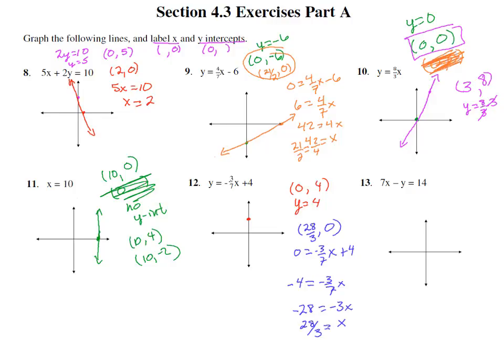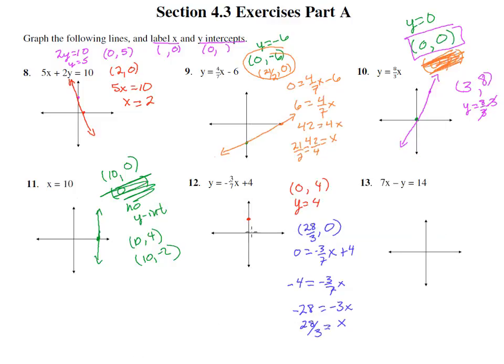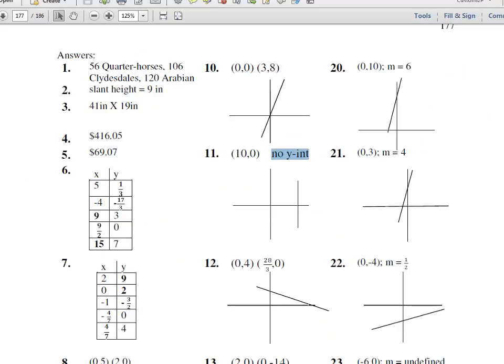28 thirds. Okay, where is that guy? If we stick it in a calculator, 28 divided by 3, that's a little over 9, 9.3 something. So we're going to be out here quite a ways, about 9.3-ish. So let's graph that line right here. There we go. A little crooked there, but that's what the line should look like. Let's look at the answer. Number 12. 0, 4, yep, and 28 thirds, 0, and there's our line.